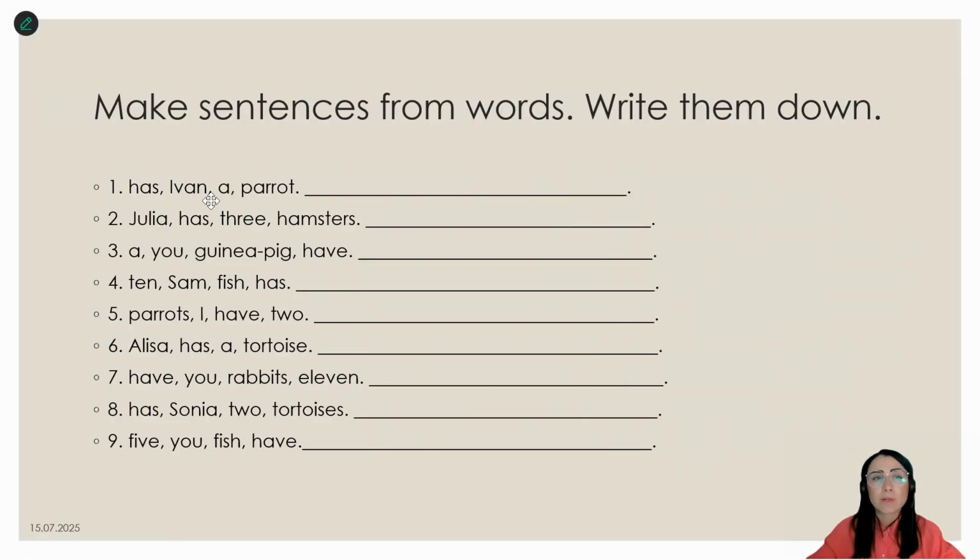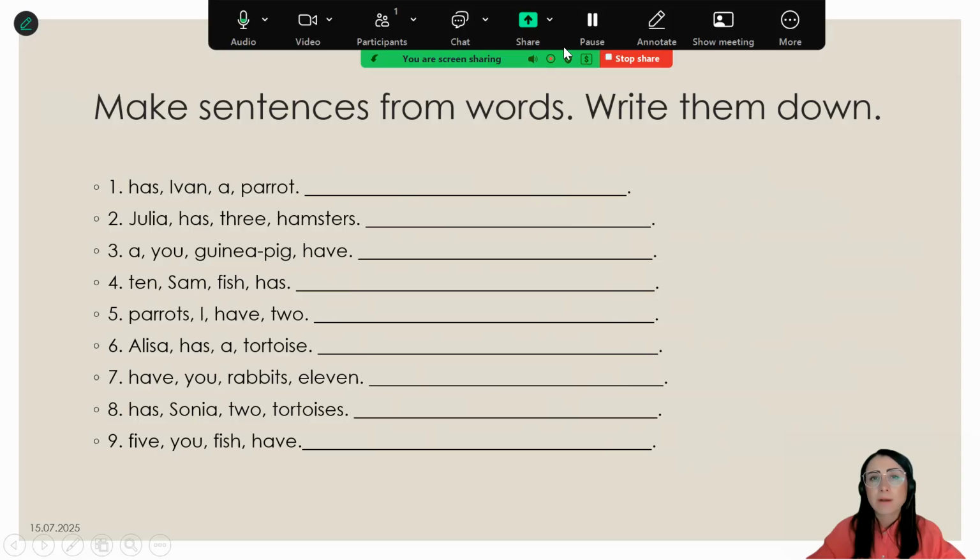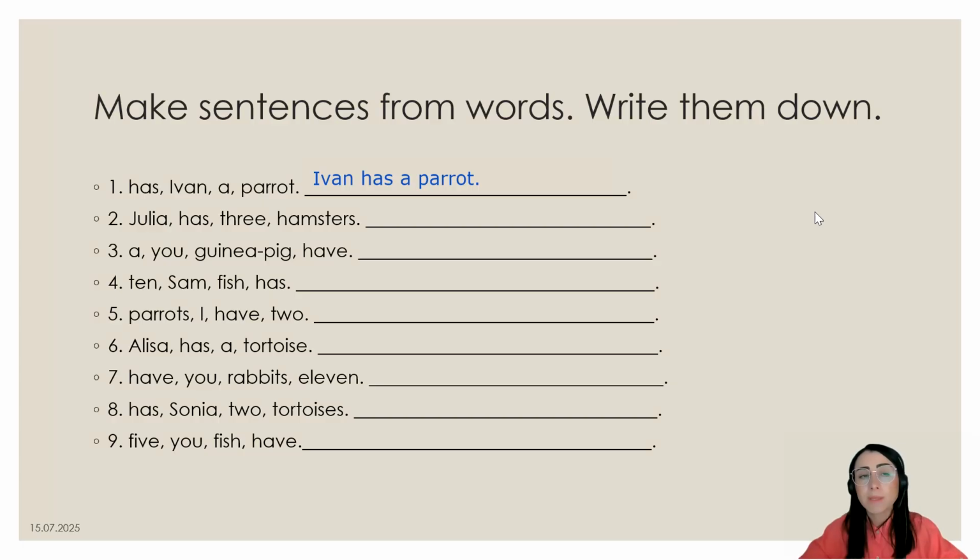Very easy. For example, has Ivan a parrot? Ivan has a parrot. Pause this video and do this exercise. Correct answers. Julia has 3 hamsters.